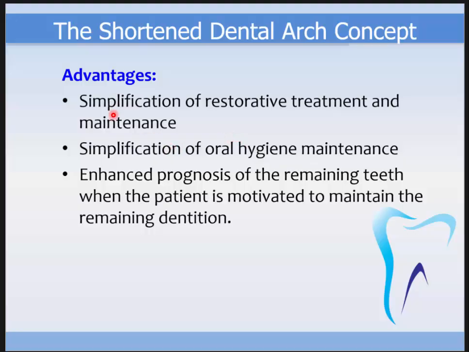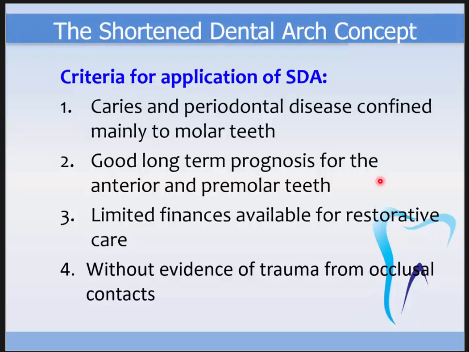Okay, so you simplify the treatment, simplify the oral hygiene maintenance. The patient doesn't have so many teeth to brush. We hope to increase the prognosis of the remaining teeth when the patient is motivated to maintain the remaining dentition. So in which case can we use this shortened dental arch concept? Don't aim to restore the patient to fully dentate. We can use this if the patient has caries and periodontal disease confined mainly to the molar teeth.